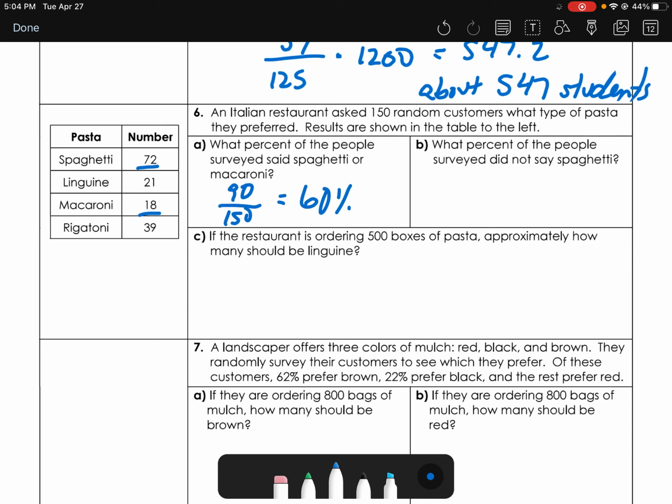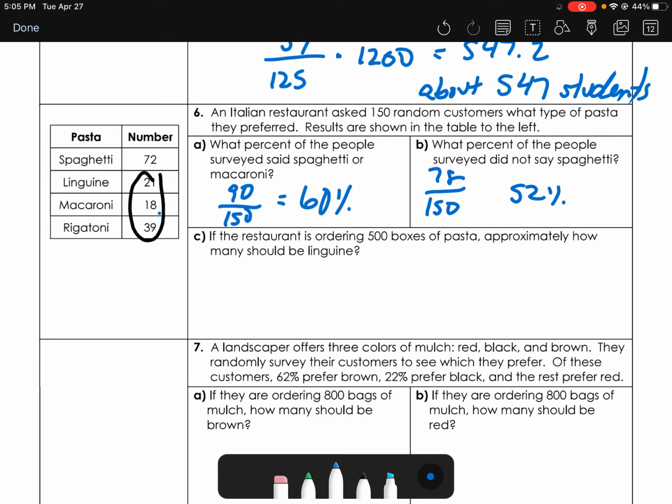What percent of the people did not say spaghetti? So again, did not say. You could just add up these 3 numbers, or you could take the 150 and subtract 72. You'll get 78 over 150, or 52%.